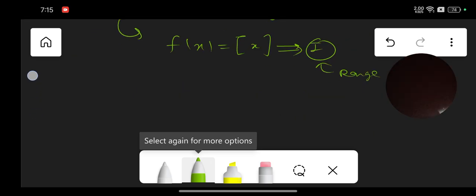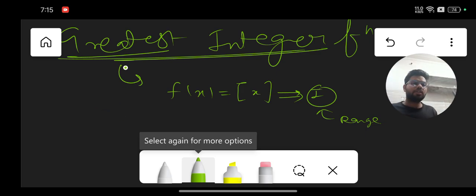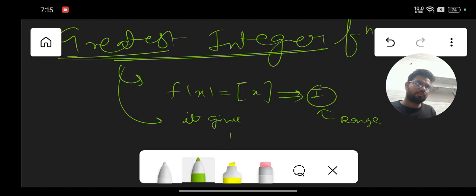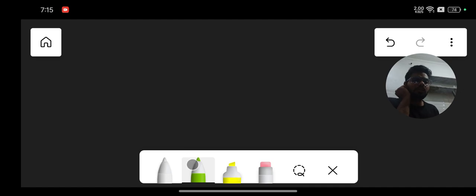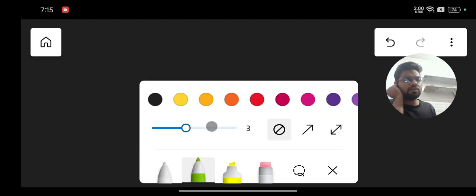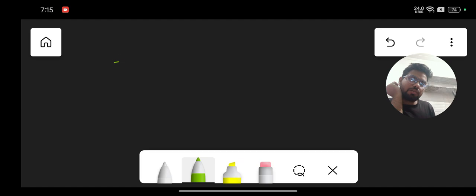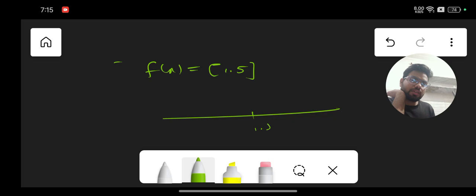Let me discuss about it. And one more thing, it always gives the previous value. What is the meaning of it? Let me discuss with an example, a very simple one. Suppose I am taking f of x is equal to int 1.5. So what is the value of it, beta? That is 1.5, and 1.5 is obviously present between the integers 1 and 2.